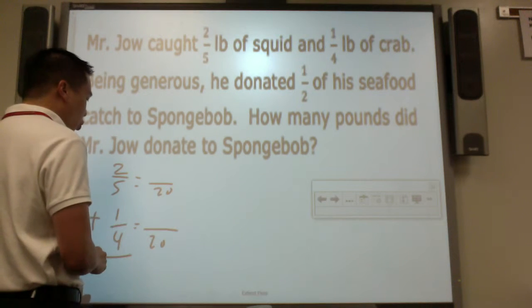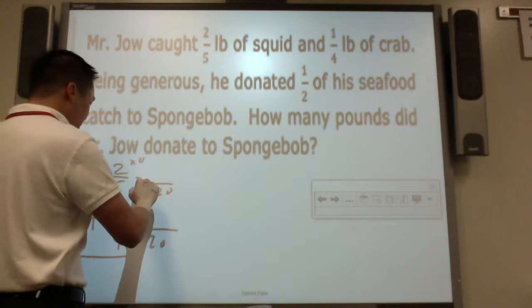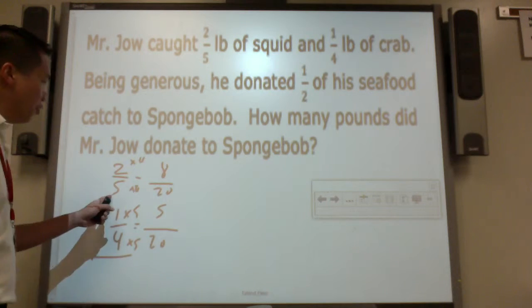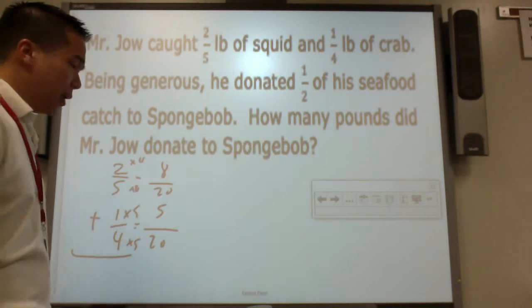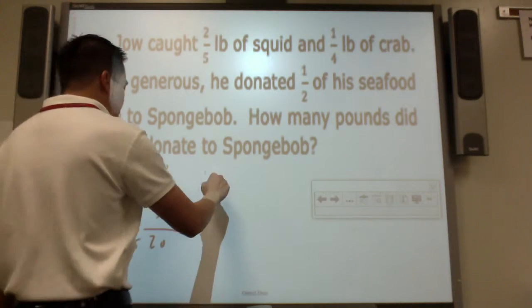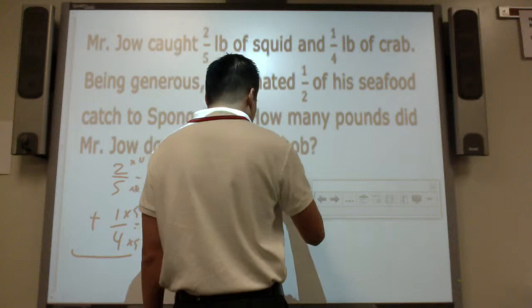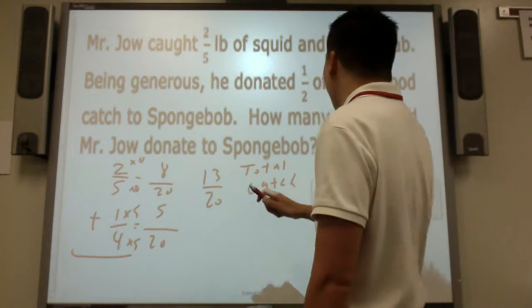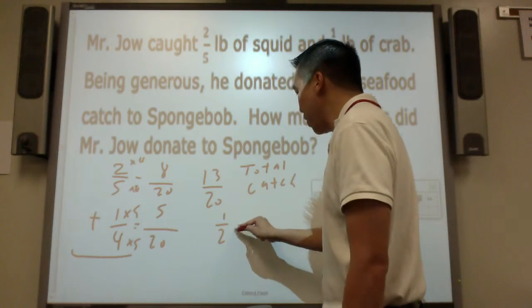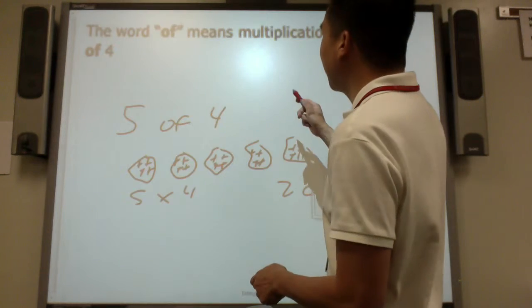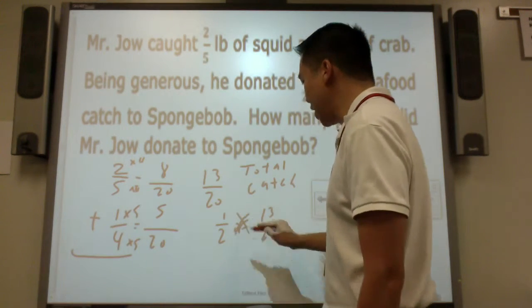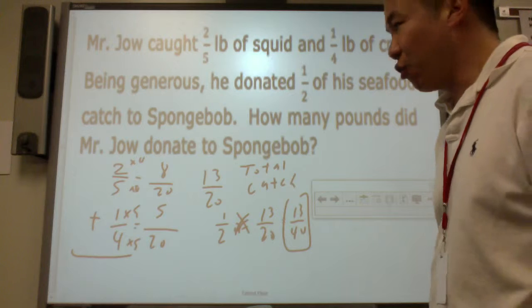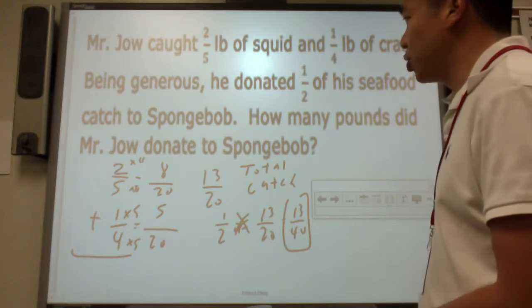So can you rename 2/5 in twentieths? 5 goes to 20, 4 groups. 4 groups of 2 is 8. 4 goes to 20, 5 groups. That's 5. So 2/5 can be renamed as 8/20 and 1/4 as 5/20. Together, 13/20 is the total catch. That's the total amount of seafood he caught. But did he donate half of his seafood catch? Half of 13/20. What does of mean again? Oh, multiplication. So what's half times 13/20? Multiply across: 13/40. So he donated 13/40 pound to SpongeBob.